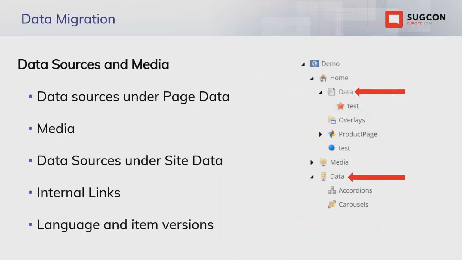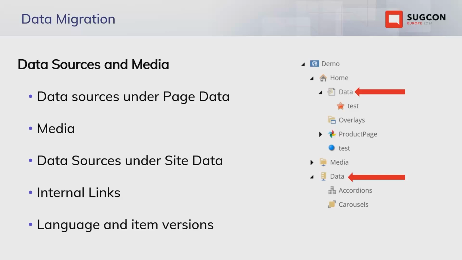And so when we copy like this, we have data sources under page data, then the media is there. So media, there is no need to copy because it's just the reference, right? And then the data sources under site data, it gets copied to headless. So there is a problem with internal links, and there could also be a problem with a data source that is present in the site data.